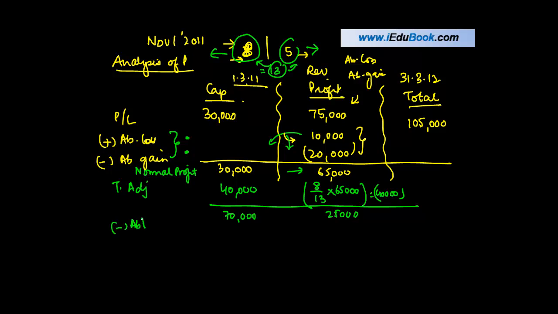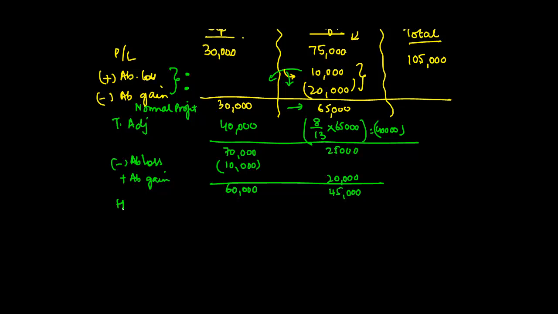Less abnormal loss, 10,000, add abnormal gain, 20,000, this gives me 60,000, this gives me 45,000, right? I allocate this between the holding and the minority, which is 70% and 30%. So this will be 70% of 60,000 or 42,000. This will be 18,000. Again, this will be 13,500, 31,500.